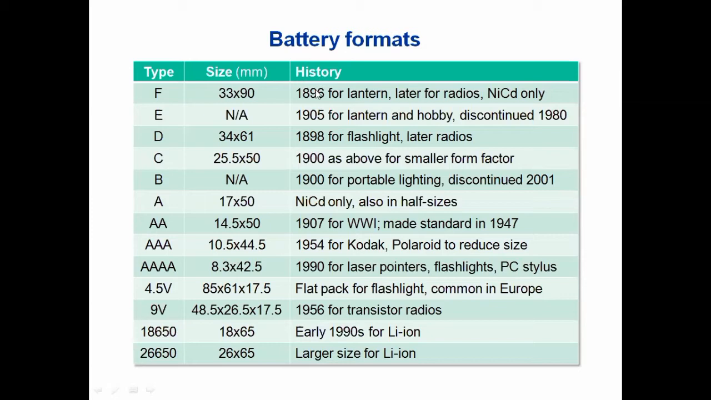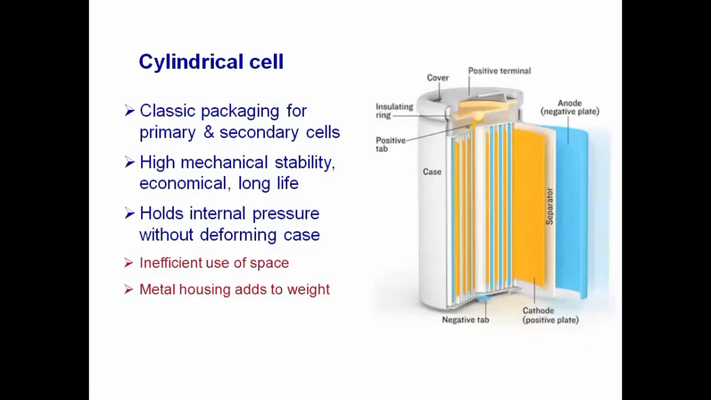History of these batteries: starting from 1896, we are using batteries. At the time, we were using the F-type batteries for lantern purposes and also radio. And then it was replaced by nickel batteries. So at various times, we have been changing to different batteries. Now we are using larger size lithium ion batteries. Nowadays, we are using lithium ion for electric vehicles, and for other purposes also we are using very large lithium ion batteries.